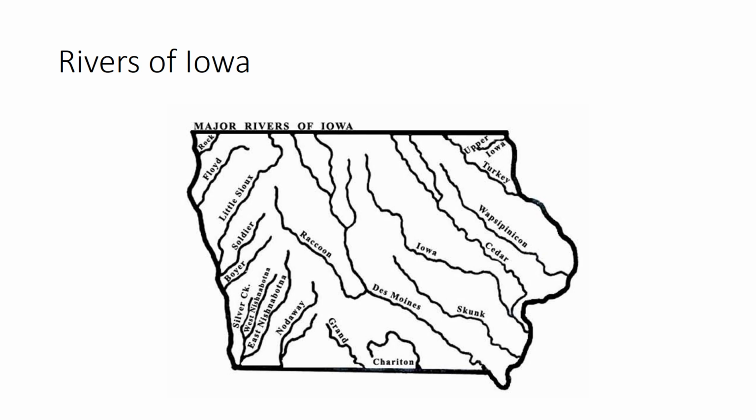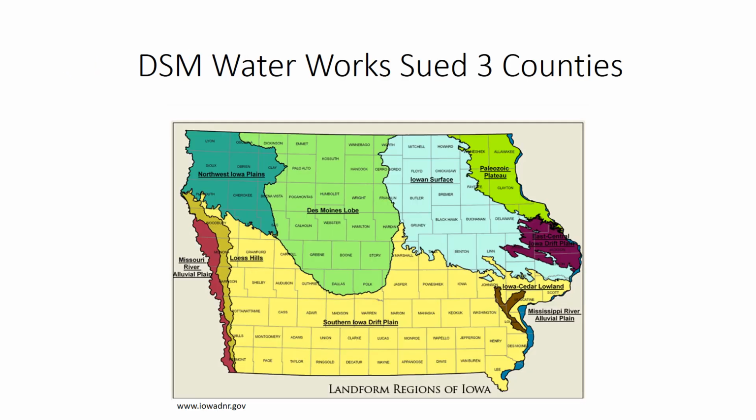But the river that is the issue is the Raccoon River, and the Raccoon River exists on the western edge of what we call the Des Moines lobe. So this green area in north central Iowa was the most recently glaciated portion of the state. So it's very flat, and if you're a duck hunter, you might know this to be sort of the southern extent of the Prairie Pothole region.